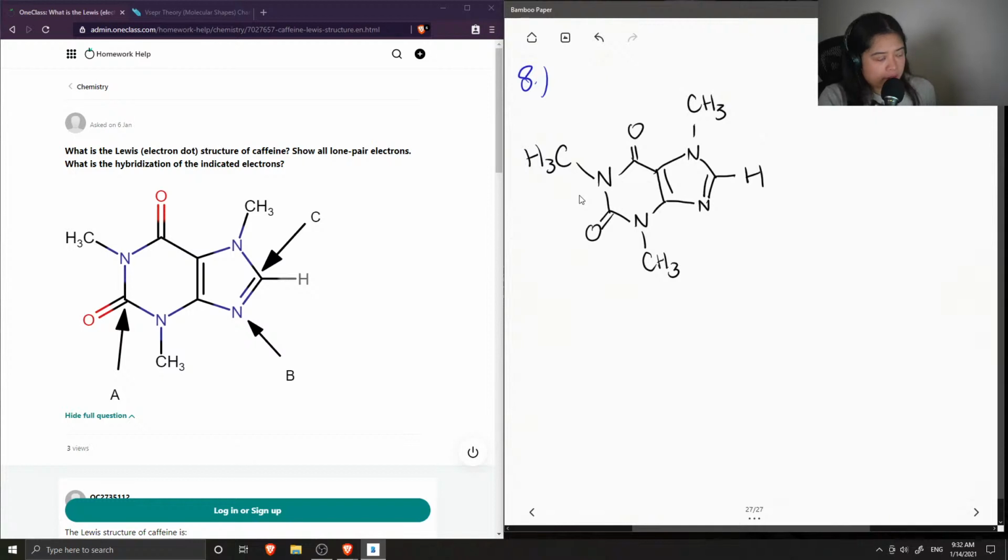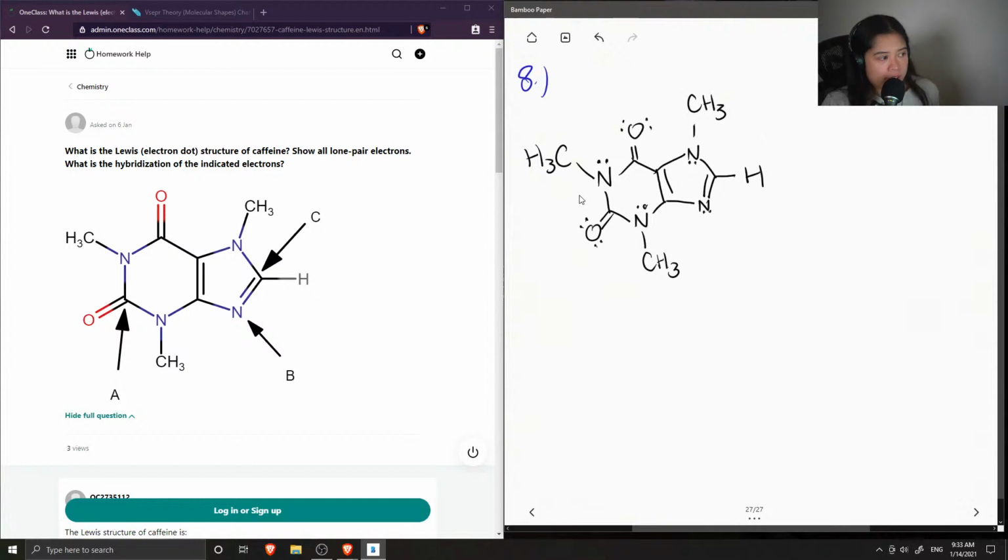Okay, so I just drew what was given in the question, and basically we just need to show all the lone pairs. So basically all of the nitrogens will have a single lone pair, just to complete their octet. And finally, both of the double bonded oxygens will contain 2 lone pairs. Okay, so this is the Lewis dot structure of caffeine.